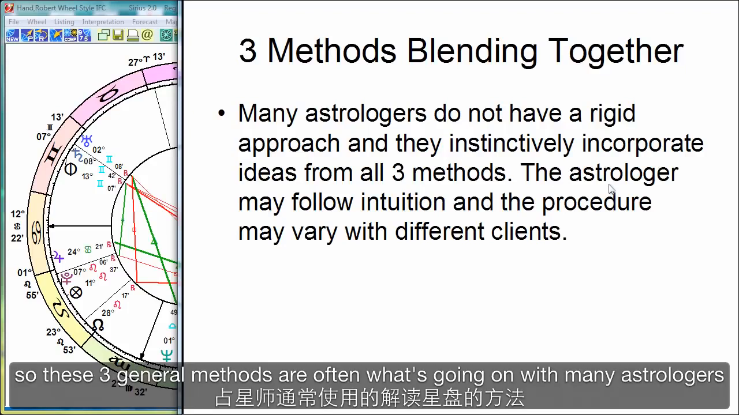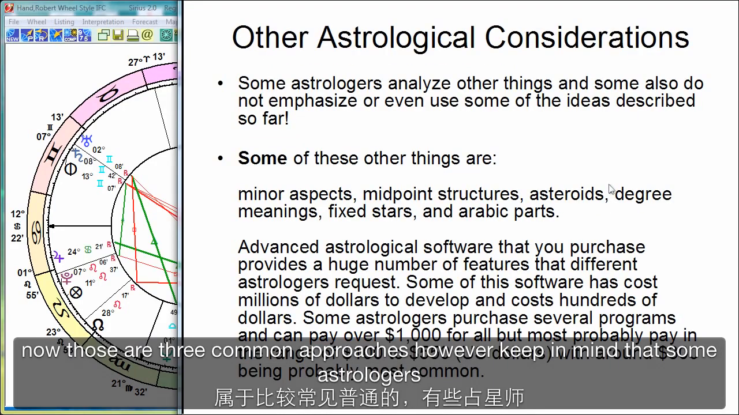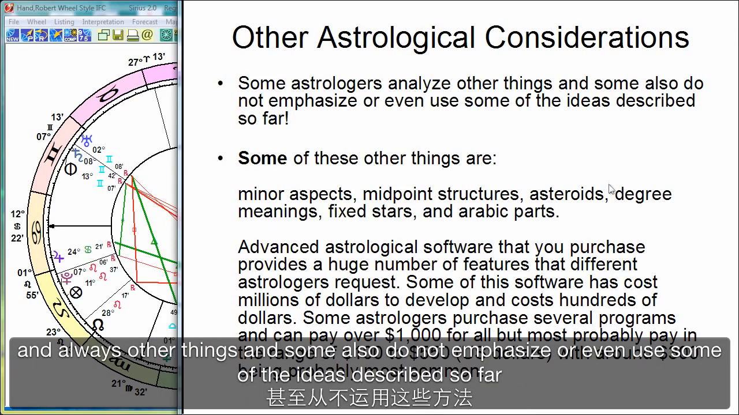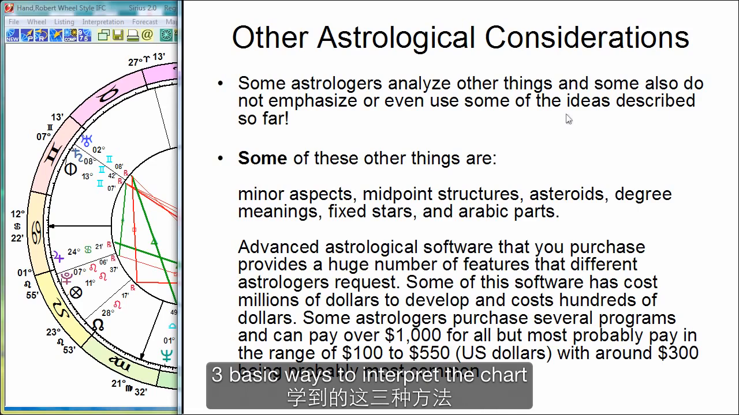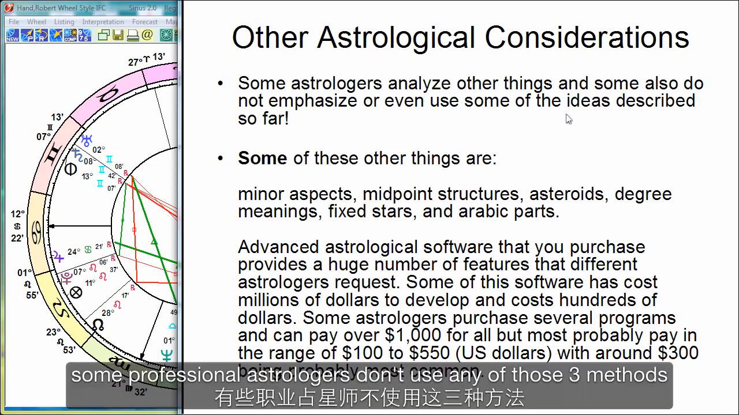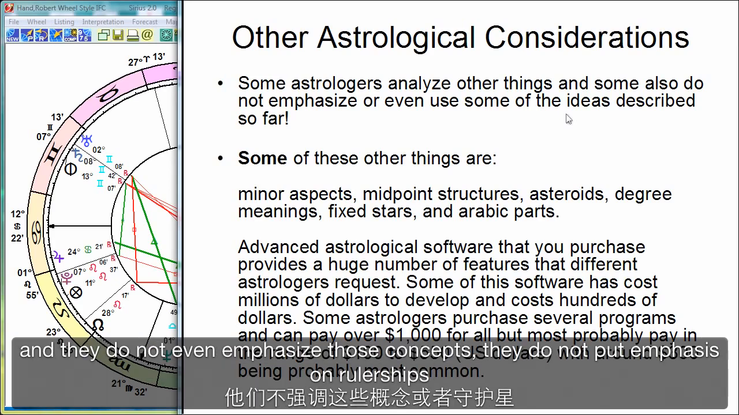So these 3 general methods are often what's going on with many astrologers. Now, those are 3 common approaches. However, keep in mind that some astrologers analyze other things, and some also do not emphasize or even use some of the ideas described so far. Okay? Very important point. Let me repeat that. I've gone over 3 basic ways to interpret the chart. Some professional astrologers don't use any of those 3 methods, and they don't even emphasize those concepts.